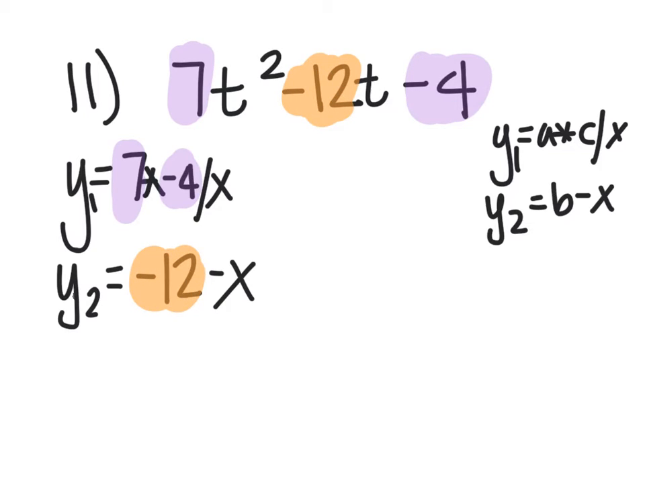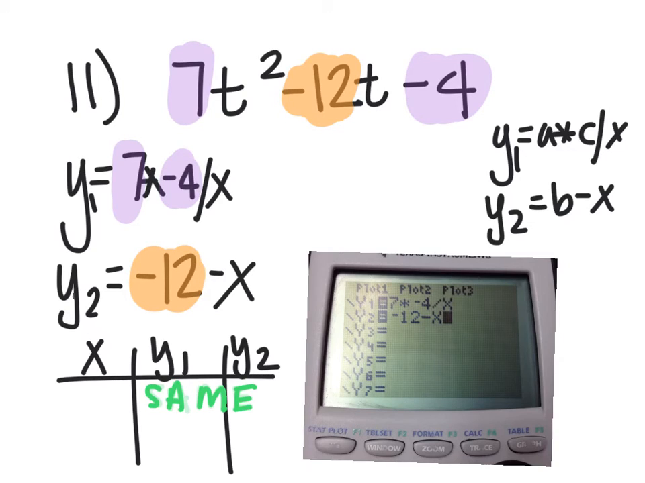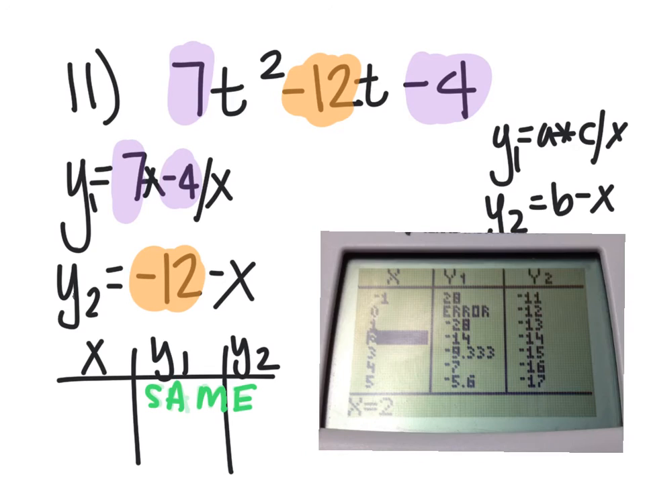And then I want to go look at my table. Remember, in my table, I have x, y1, and y2, and I'm looking for where y1 and y2 are exactly the same. Here's a screenshot of what I've typed in y equals. In y1, notice I have 7 times negative 4 divided by x, and in y2 I have negative 12 minus x. Make sure you press second and graph. You want to go look at your table. Here's a picture of my table, and remember, I am looking for wherever y1 and y2 are exactly the same.